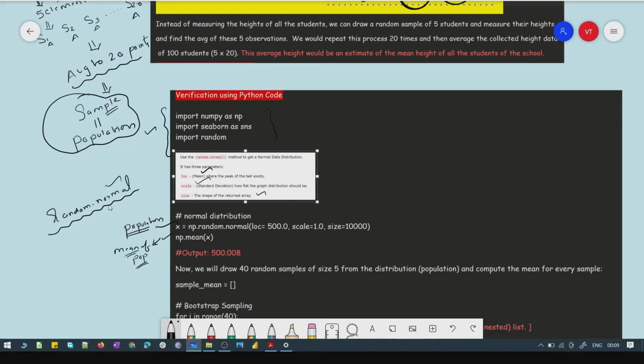The first 3 lines talk about the standard libraries that we import, and then we form a normal distribution. In that normal distribution, I have used np.random.normal. Random is used to pick up random information, and normal distribution is what I need. I have given information about what is going to be my mean, standard deviation, and the data points which go into it. The next line, np.mean(x), finds the mean of the population, and I got an output of 500.008. So the population is taken care of now.